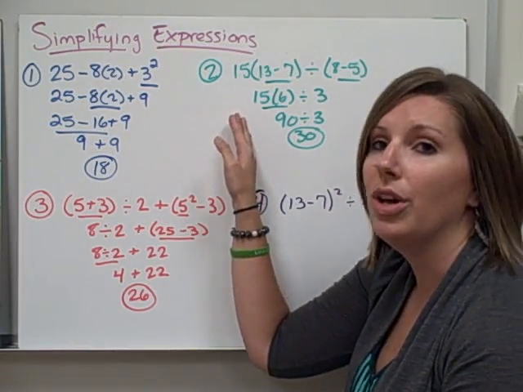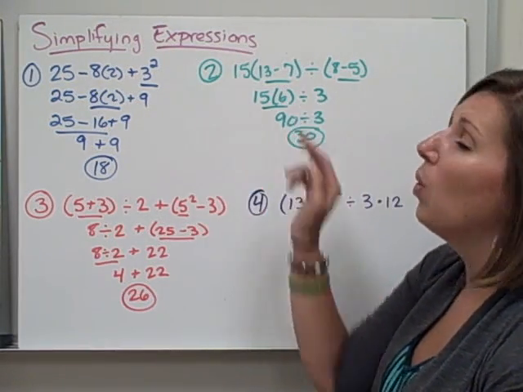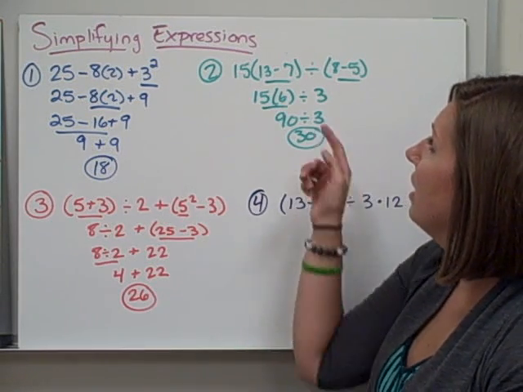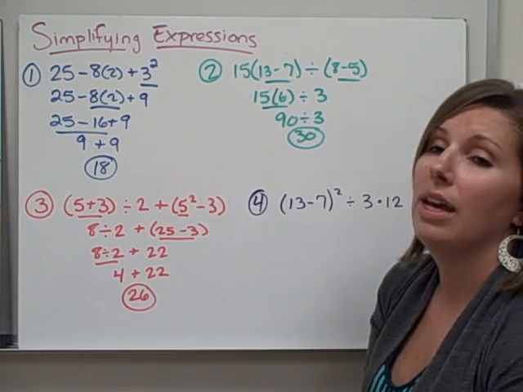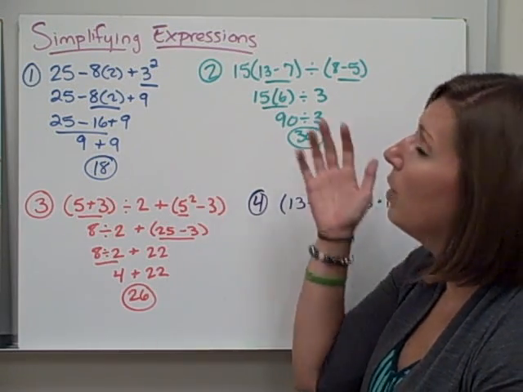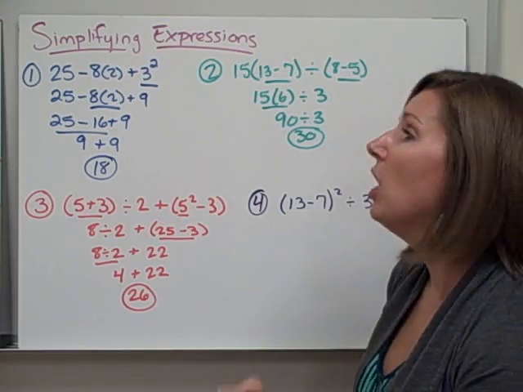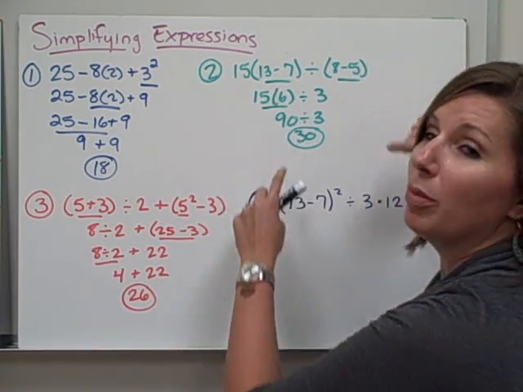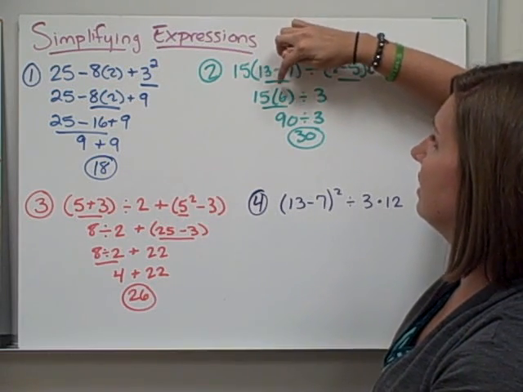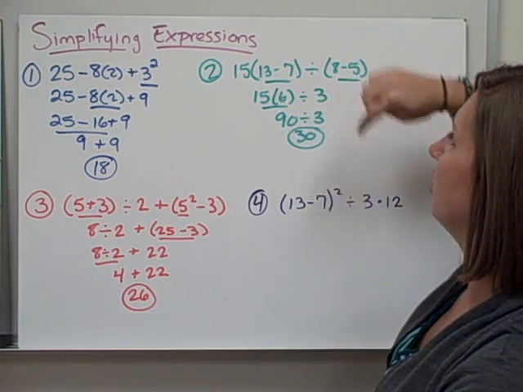Going on to number 2, we've got 15 times the quantity of 13 minus 7. That is going to be divided by 8 take away 5, 8 minus 5 in parentheses. Let's focus on our parentheses first in this problem. We can actually complete both of our parentheses simultaneously. So 13 take away 7 is 6, and 8 minus 5 is 3.